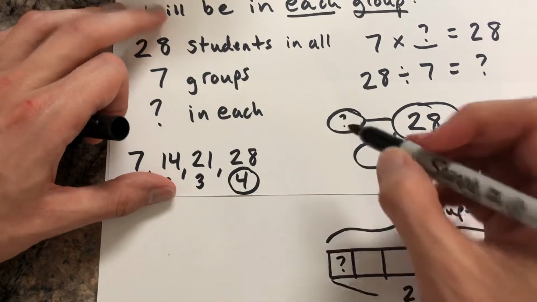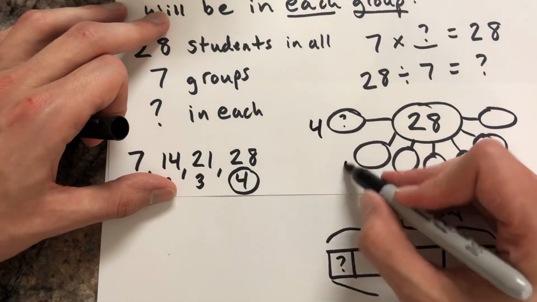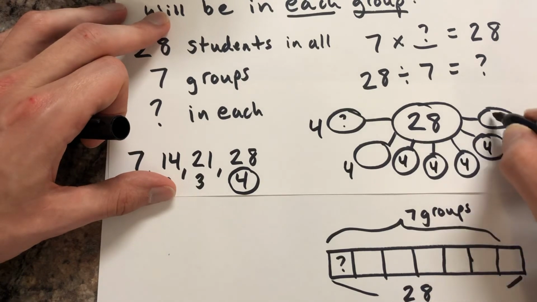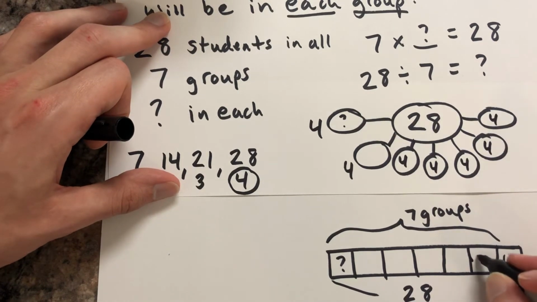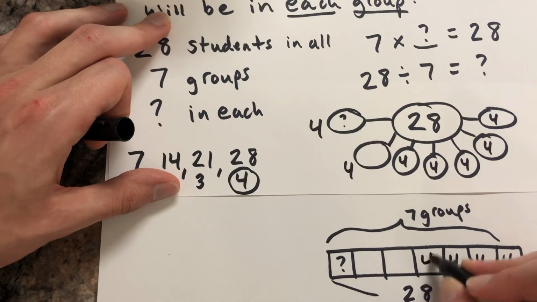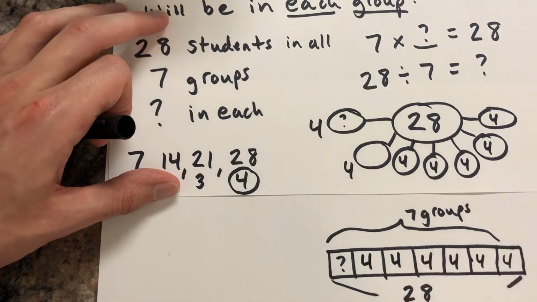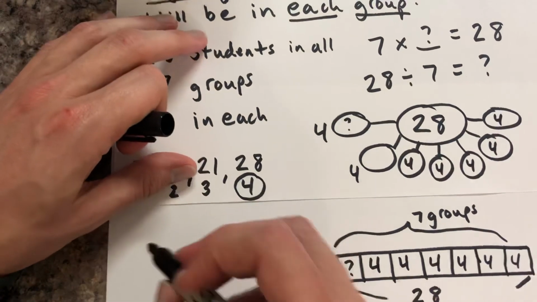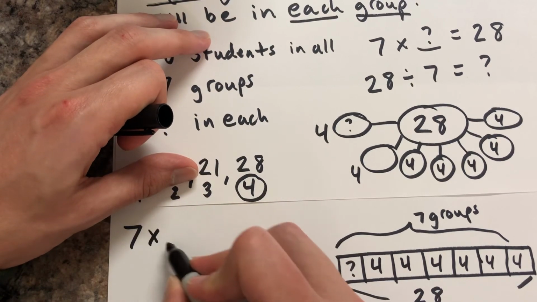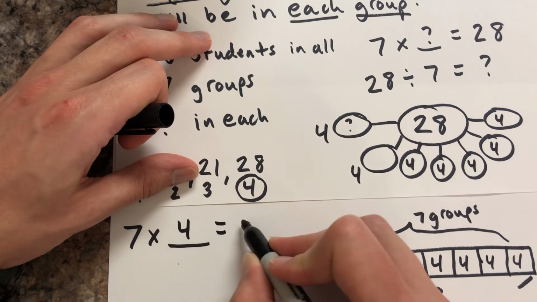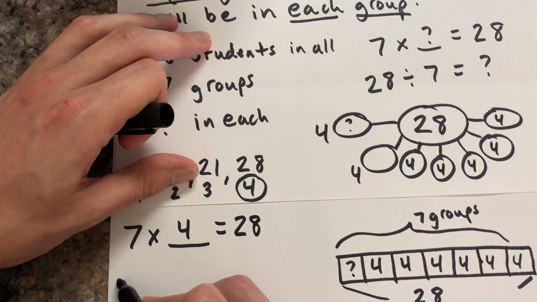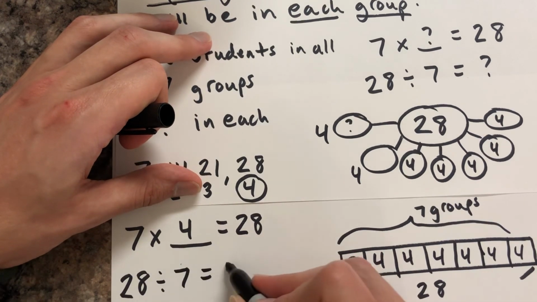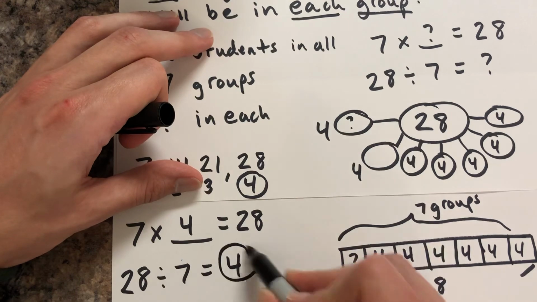So that means 4 goes here, 4 goes here, 4 here, right? And so on. So that means there's 4 in each group, okay? So that means, where you're writing it as a division and multiplication, 7 groups of 4 is equal to 28 students altogether. And then 28 students split equally into 7 groups makes 4 students in each. So my answer is 4.